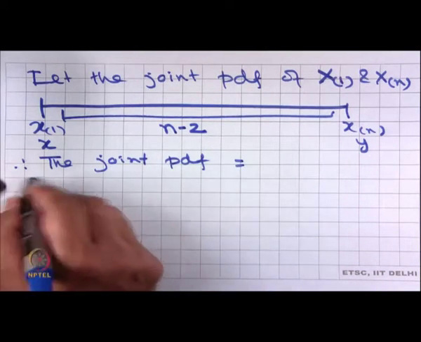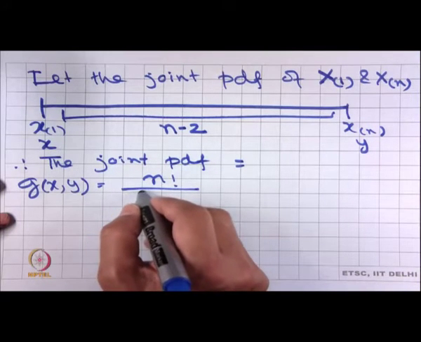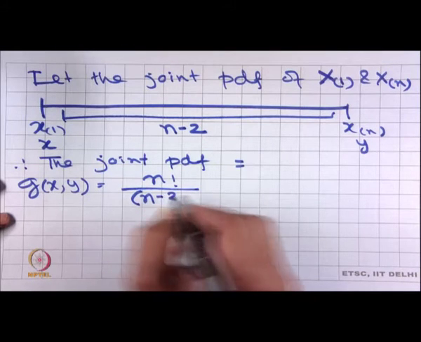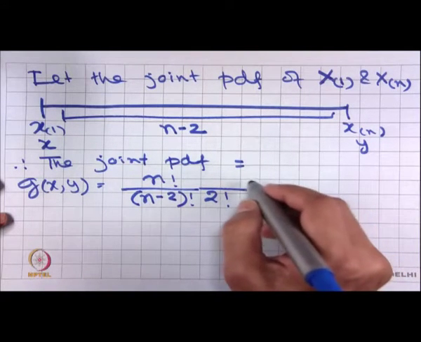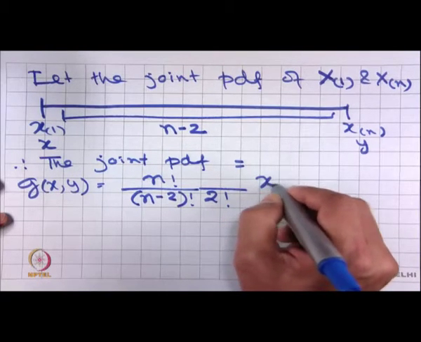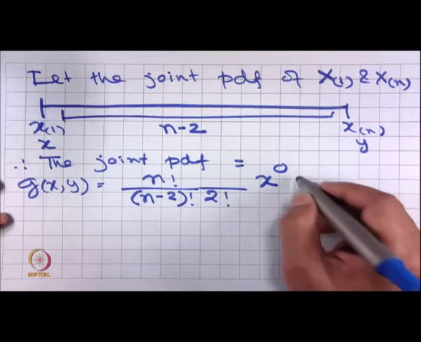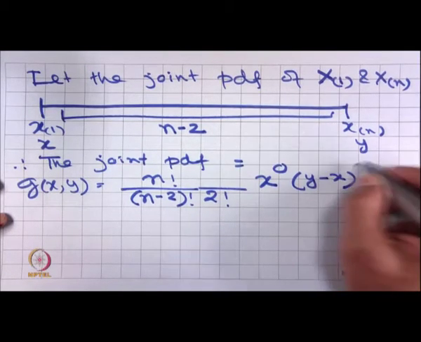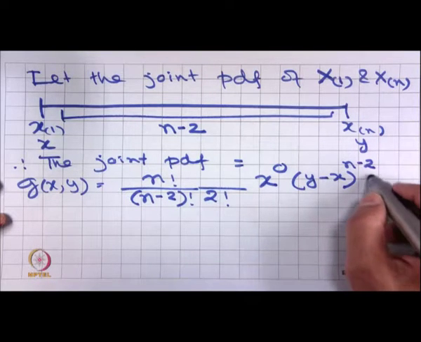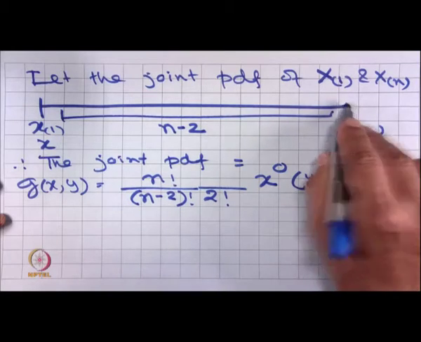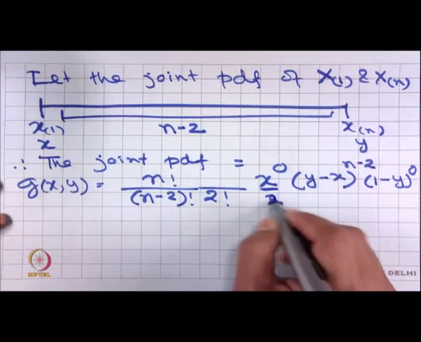is, let me call it g x y, equal to n factorial upon n minus 2 factorial into 2 factorial, into x to the power 0, because there would not be any before this x. So, x to the power 0, y minus x to the power n minus 2 and 1 minus y to the power 0, because there would not be anything here, but this I can choose in two possible ways. So, that will be multiplied by a 2.